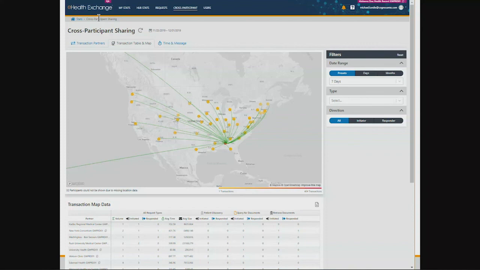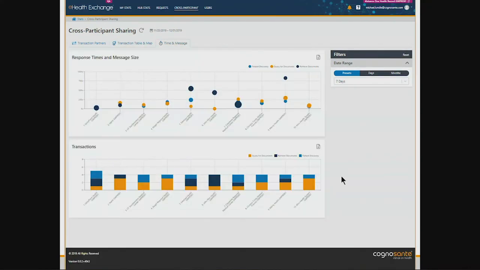Now I've just got to say, too, that Mike and his team at Cognosante have gone way above what we expected them to do. They've far exceeded their expectations. So I just want to say they've done an excellent job, and we've been very happy with them.